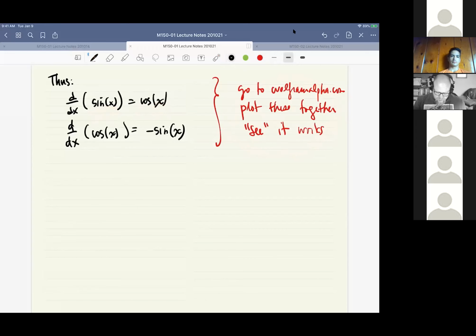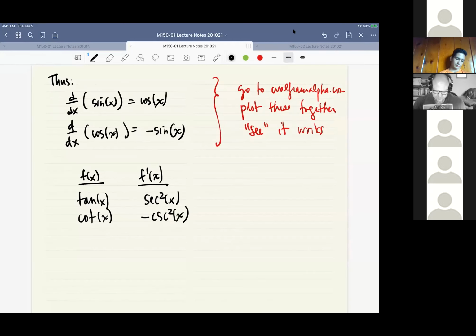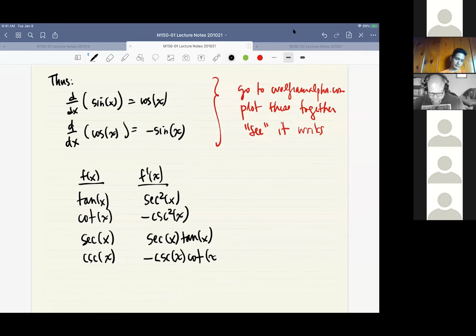So I'll do this too. If I were to put in the tangent and ask what's the derivative of the tangent? Well, it's secant squared. What's the derivative of the cotangent? It's minus cosecant squared. What's the derivative of the secant? It's secant tangent. And what's the derivative of the cosecant? It's minus cosecant cotangent. Okay. So you should know these. You should memorize these. You should have these close at hand mentally.